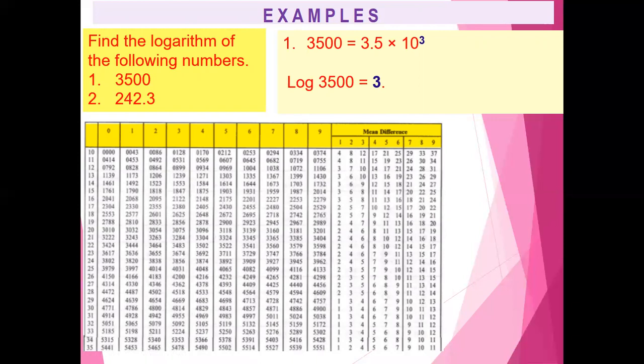You come to your logarithm table and you check 35. Since it's 35.00, you check 35 on the 0 column, and that gives us 5441. So we have 3.5441 as our answer for log 3500. I hope you're following.